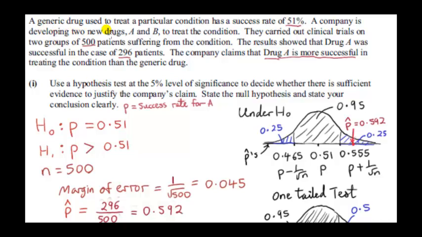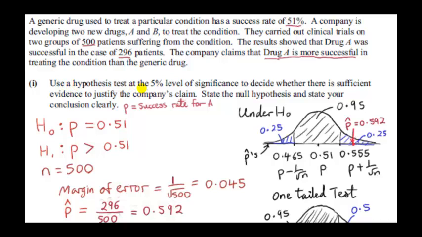A generic drug used to treat a particular condition has a success rate of 51%. A company is developing two new drugs, A and B, to treat the condition. They carried out clinical trials on two groups of 500 patients suffering from the condition. The results show that drug A was successful in the case of 296 patients. The company claims that drug A is more successful in treating the condition than the generic drug.